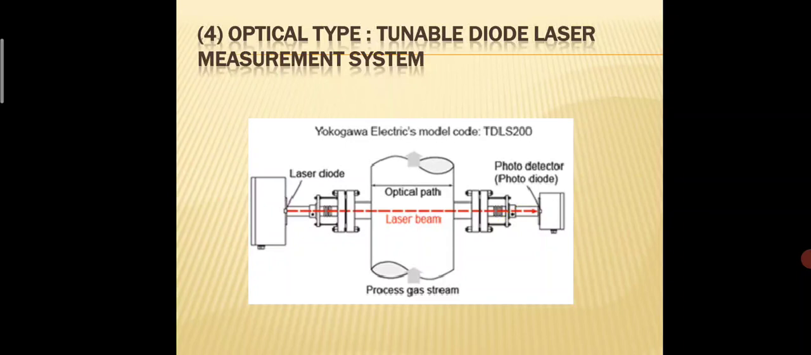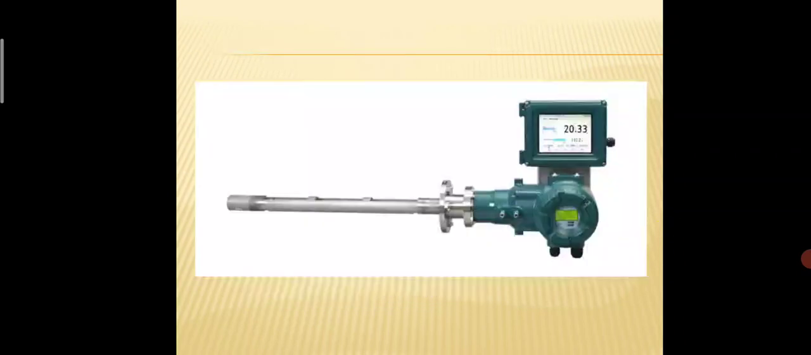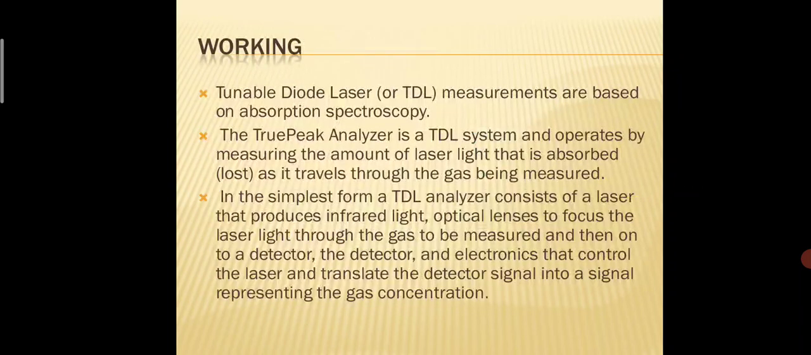The photo detector is used to convert the light signal into an electrical signal, based on the oxygen content present in a sample. That is an optical type method. Here we see the image of this optical type sensor. The tunable diode laser measurements are based on absorption spectroscopy. The TruePeak analyzer is a TDL system. TDL means tunable diode laser system, and it operates by measuring the amount of laser light that is absorbed as it travels through the gas being measured.